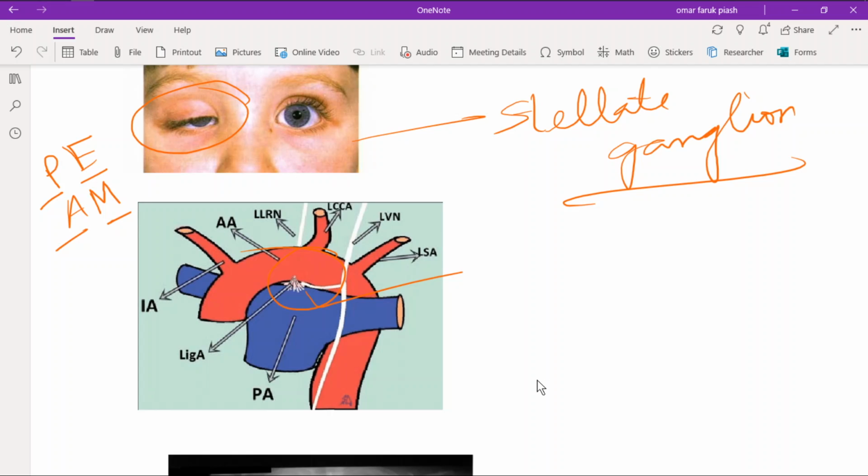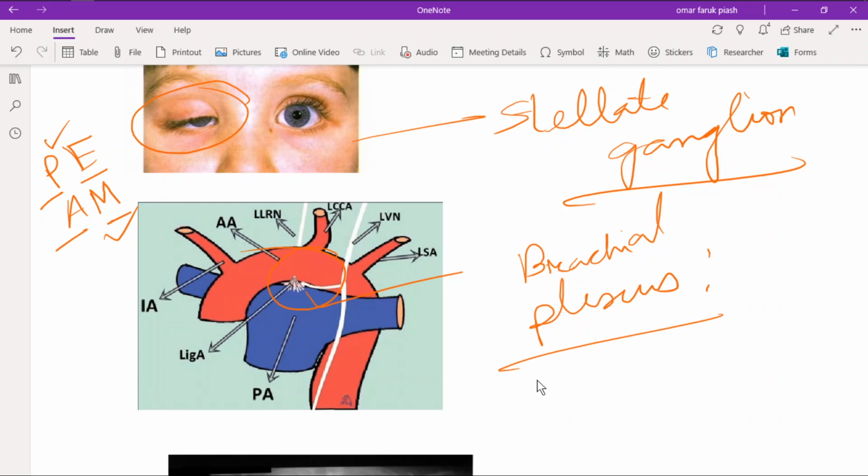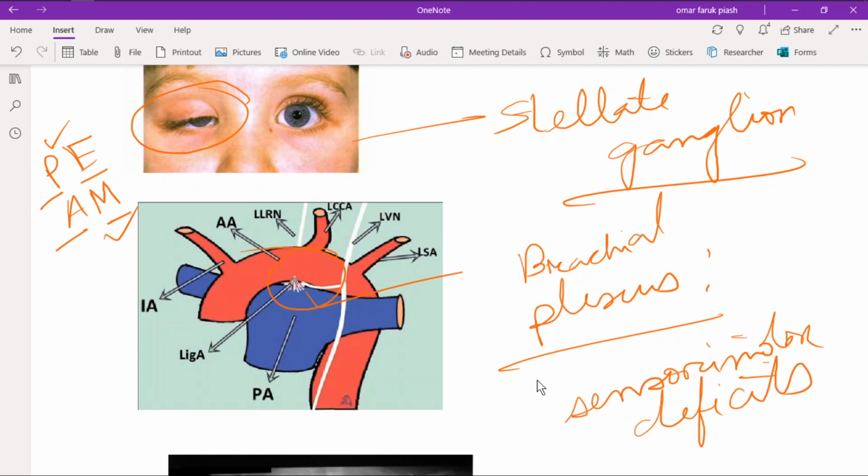This baby has both ptosis and miosis. There may be superior vena cava syndrome, there may be brachiocephalic vein compression causing unilateral brachiocephalic syndrome, and it can compress the brachial plexus due to Pancoast tumor, causing sensory motor deficits.